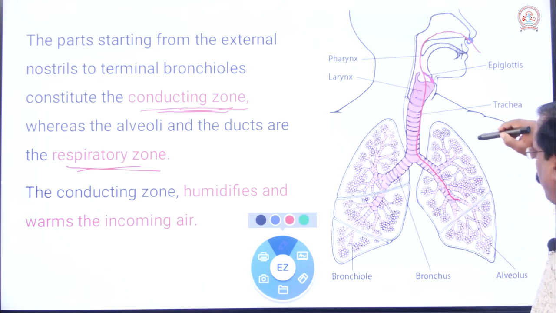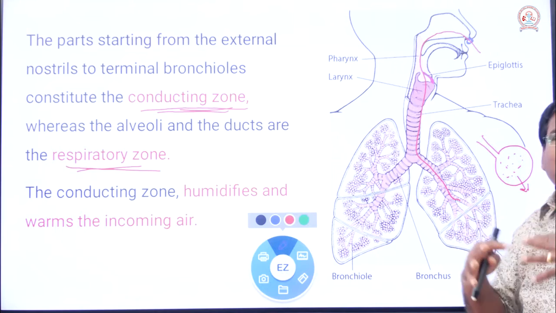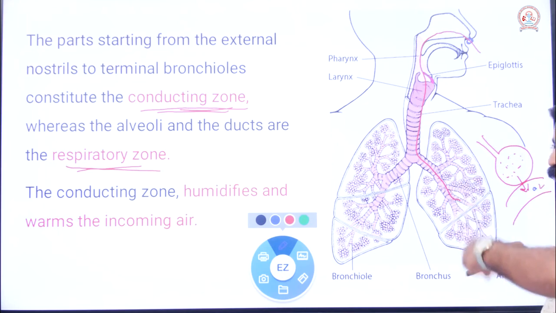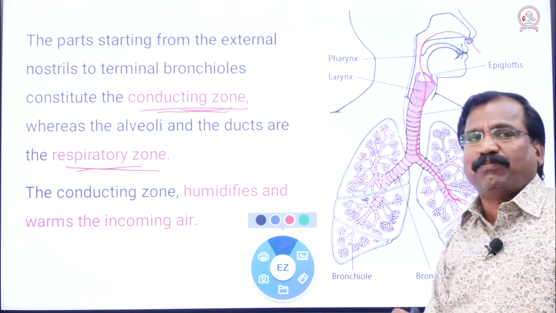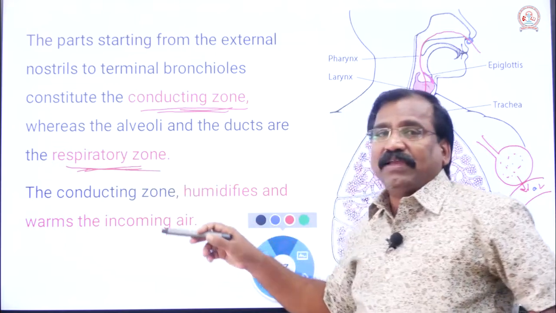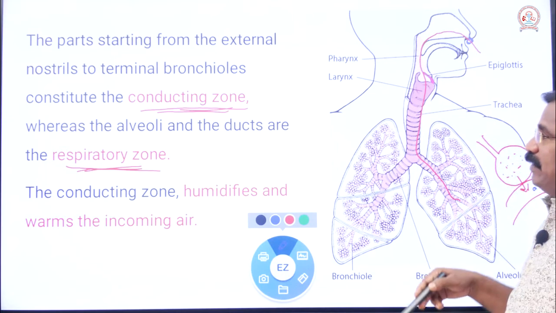Then the respiratory zone: this is the alveoli. When the oxygen reaches inside the alveoli, diffusion, the exchange of gas, the actual process, takes place. The alveoli are surrounded by blood vessels, fine capillaries, and oxygen diffuses from the alveoli into the blood capillaries. Since gaseous exchange takes place in the alveoli, they are called the respiratory zone. Everything other than the alveoli is the conducting zone.